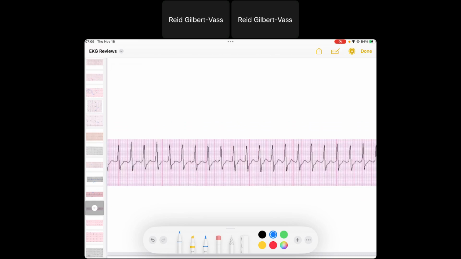Here we've got a narrow complex, rapid, regular tachycardia happening at maybe 200 beats per minute. It's a narrow complex, so it tells me it's going through the AV node down the His-Purkinje system. And I don't see any really discernible atrial activity that would explain this. So this is supraventricular tachycardia.